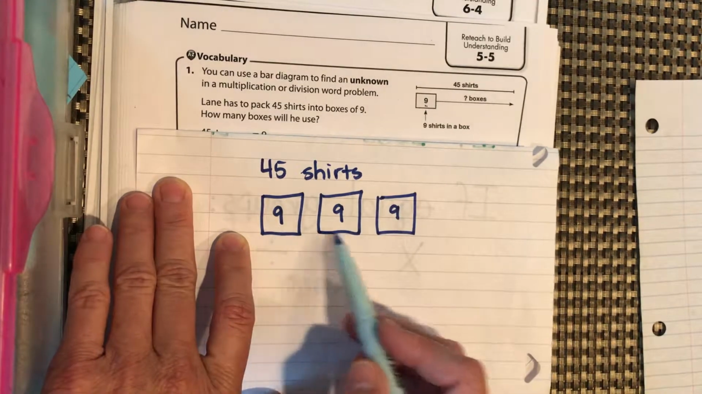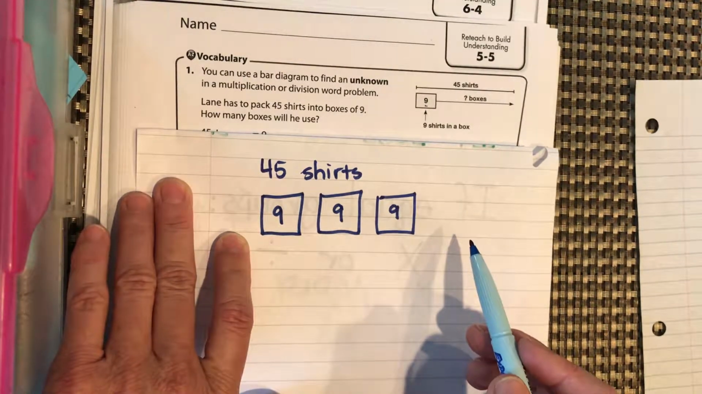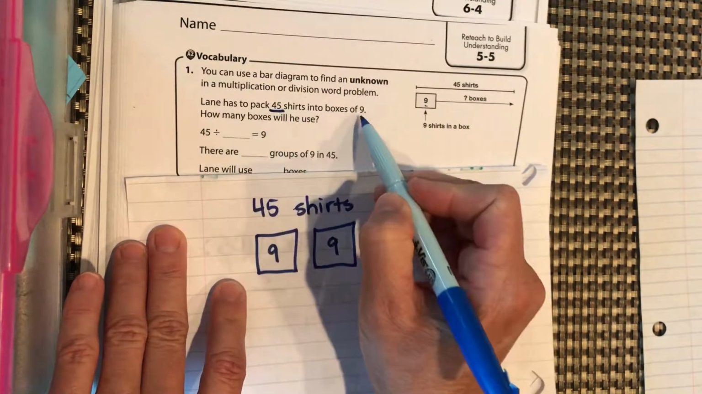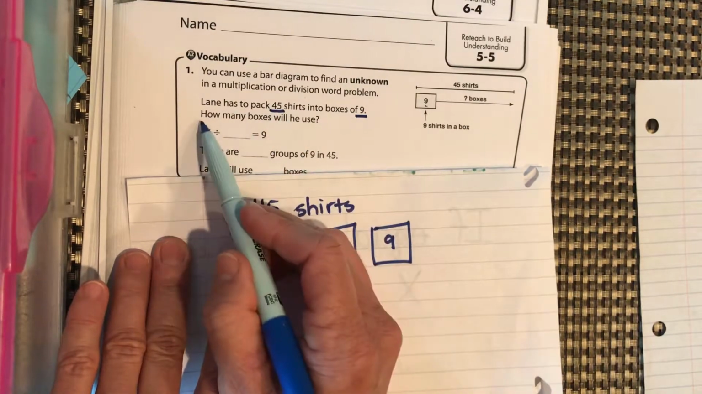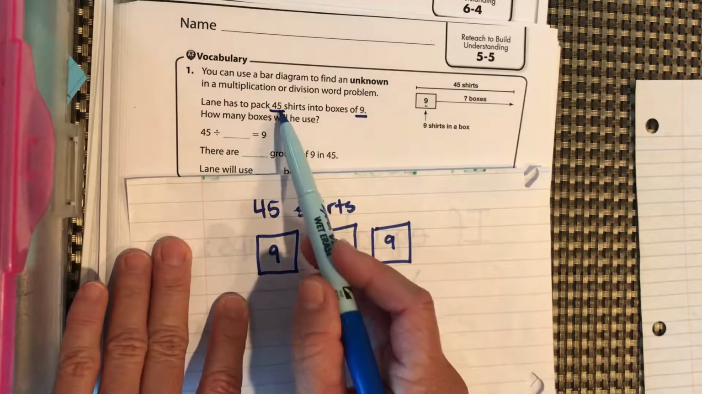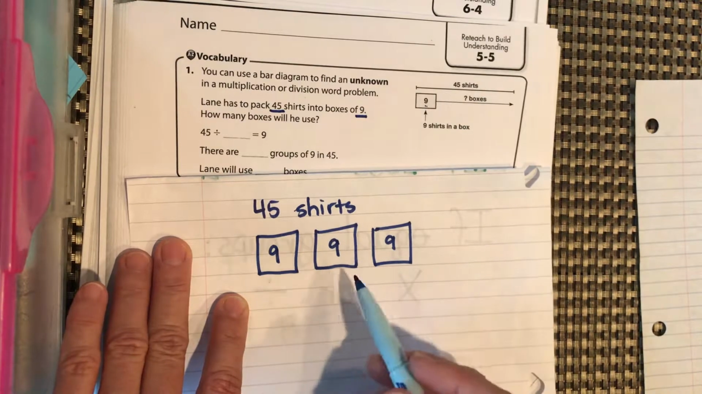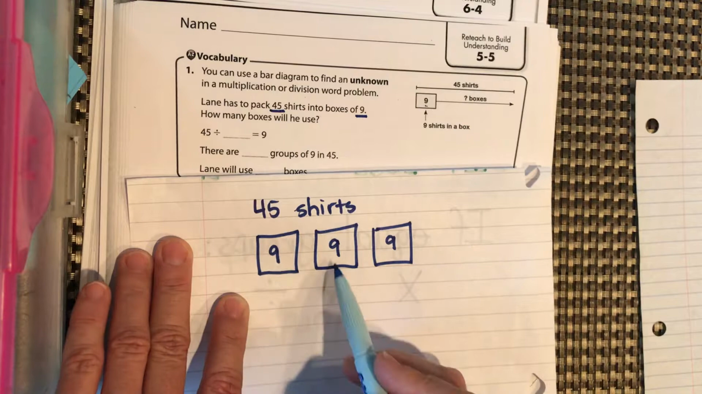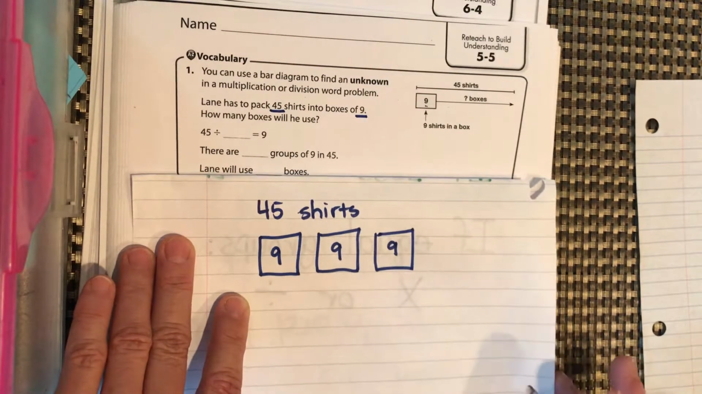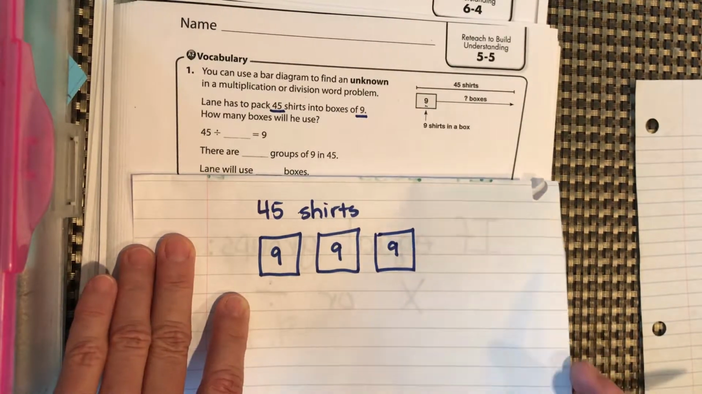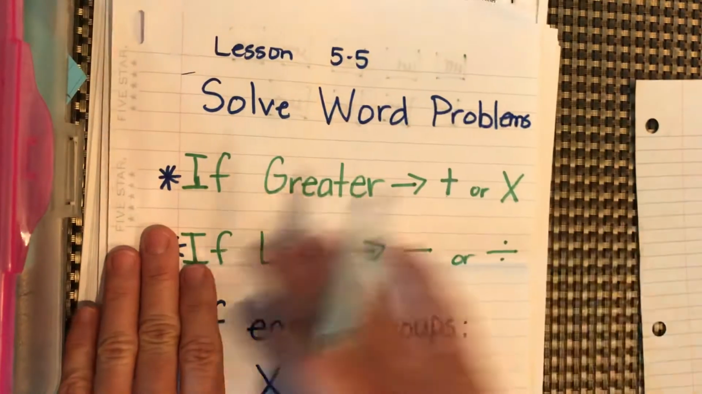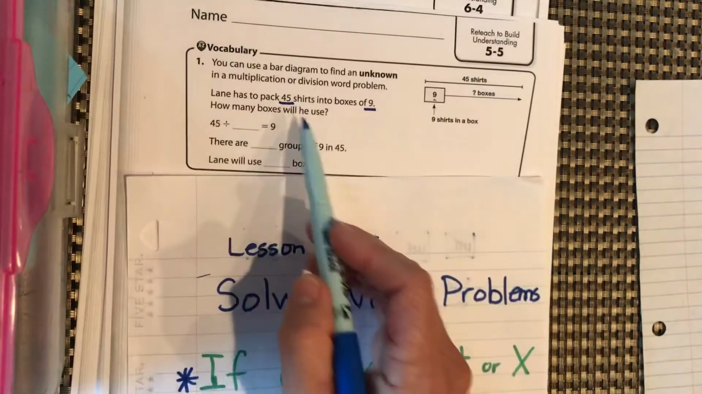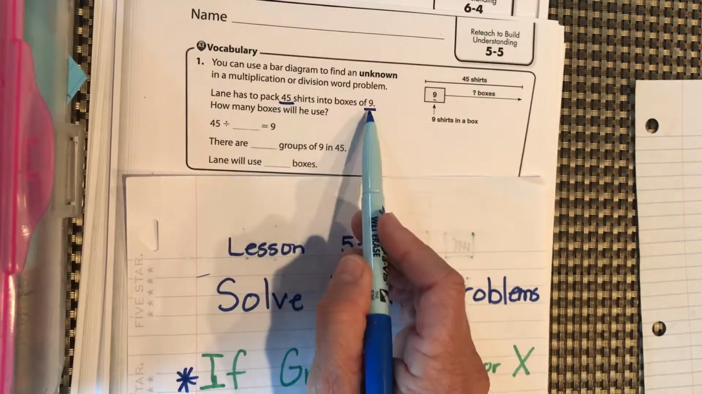Okay, so are we going to use more than 45 boxes or less than 45 boxes? We take our biggest number, which is 45, and we ask, is our answer going to be more or less than that biggest number? There's no way we can use more than 45 boxes because we only have 45 shirts. Even if we put 1 shirt in each box, we would still only use 45, which is not greater than 45. So our answer is definitely going to be less. So we're either going to subtract or divide. So we can do 45 minus 9, or we can do 45 divided by 9.